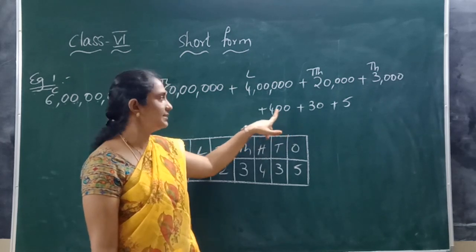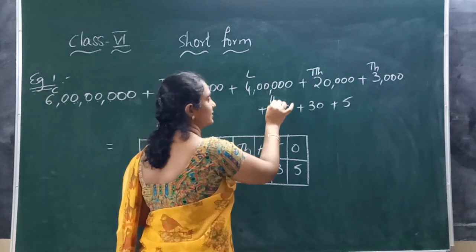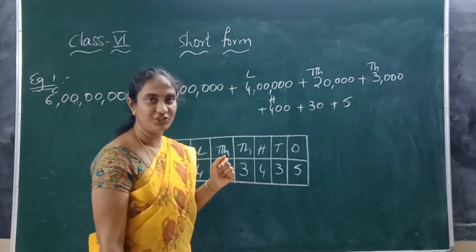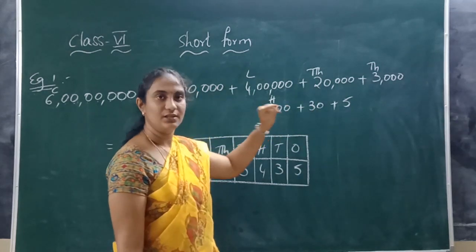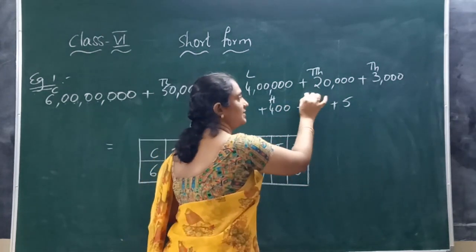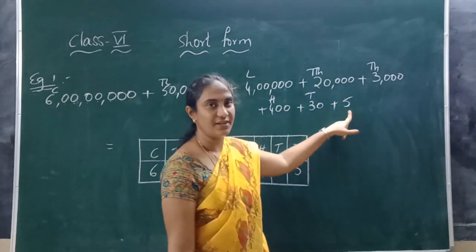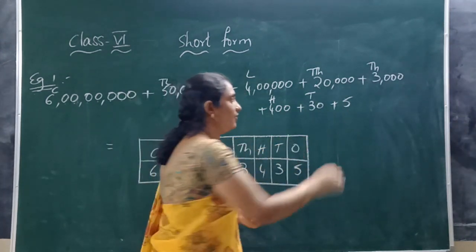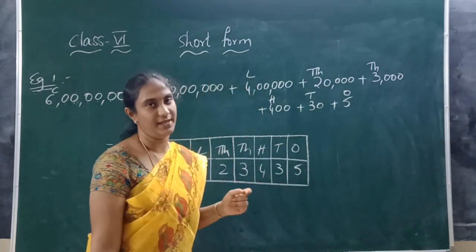So 4 is in which place? Hundreds place. Ones, tens. So 3 is in which place? Tens place. Now next 5. 5 is in which place? Ones place. Ones place we also call as units place.